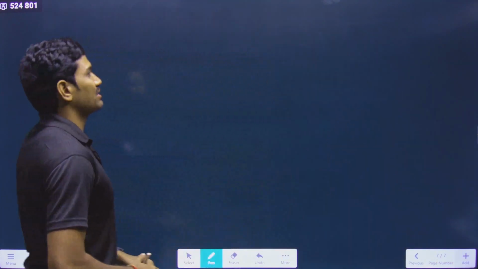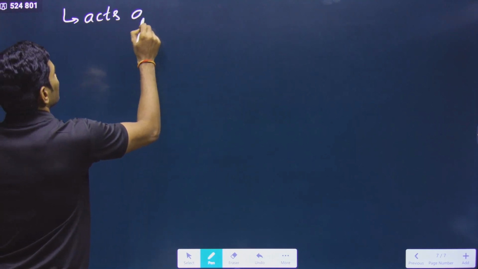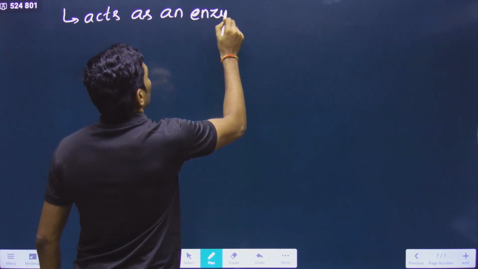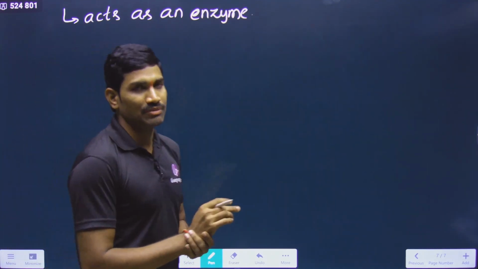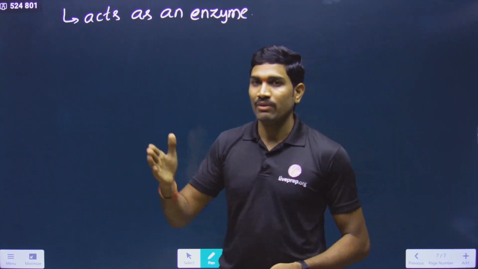RNA has another function. What is that function? RNA acts as an enzyme. We have already studied this in the biomolecules chapter. In the biomolecules chapter, there is a sentence. What is the sentence?